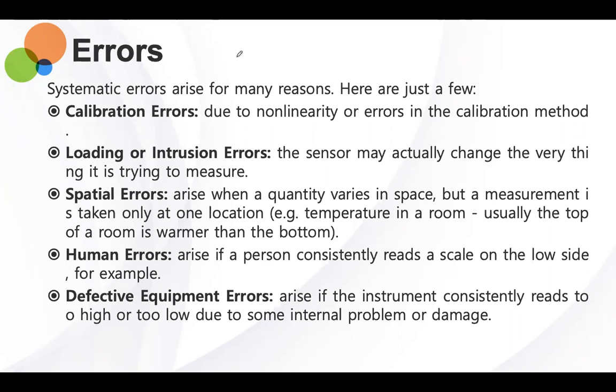So let's say this person does not know how to read a meter ruler, and they consistently read it right below. Every reading that they take is 1 millimeter below. As we saw before, all the readings would be off by 1 millimeter. The last one here is the defective equipment error, and this arises if the instrument consistently reads too high or too low due to some internal problem or damage.